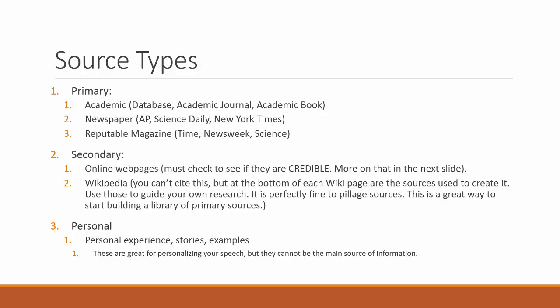So Wikipedia provides a great overview of your topic. It also is great at directing where you should go in your research. And you know what? It's perfectly legal for you to go down to the bottom of that wiki and completely pillage the source list. So pull all the sources up, check them, put them into your bibliography, and cite those sources. You have to cite the sources. You cannot cite the Wikipedia page, but you can use that wiki page to guide you. And this is a great way of starting to build your primary sources list.